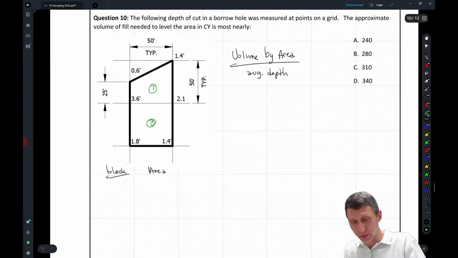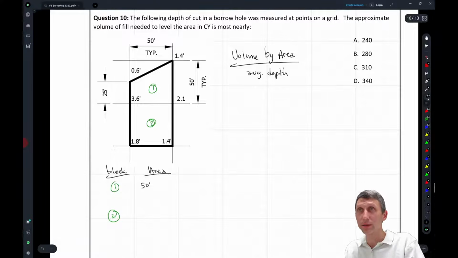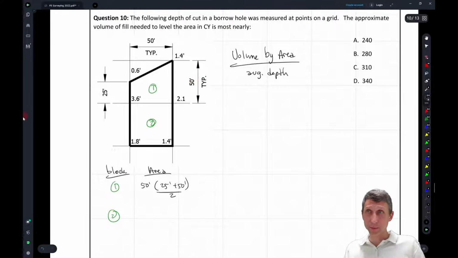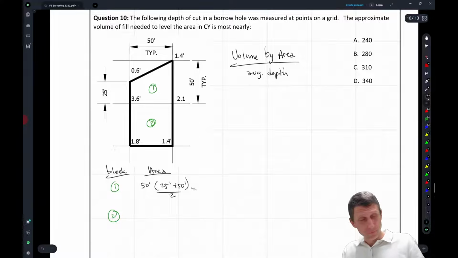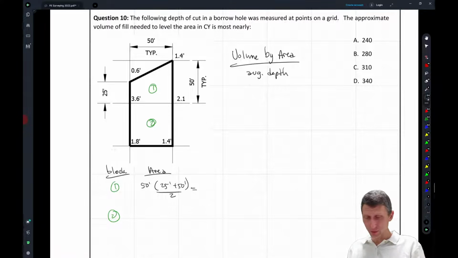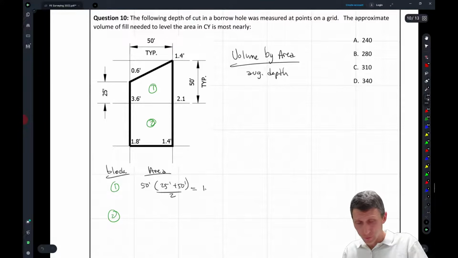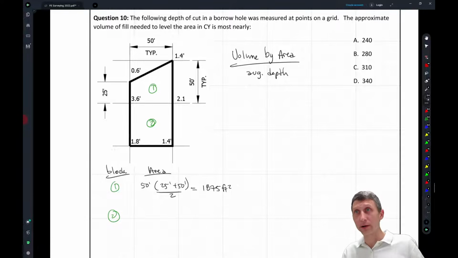So I'm going to say the block, the area. So I've got area 1 here. I've got area 2. Right, what's my area of area 1? Well, it's just going to be 50 feet. That's this width over here, right? That's the 50-foot width, times the average height of 25 feet plus 50 feet over 2. So on one side, it's 25 feet. On the other side, it's 50 feet. Okay, so this is going to be my area of that section. So when I do that, what do I get? 50 times (25 plus 50) over 2, I get like 1875. So 1875 square feet.